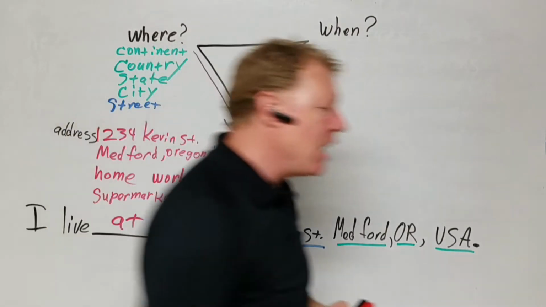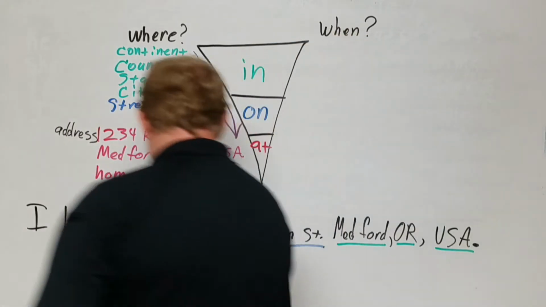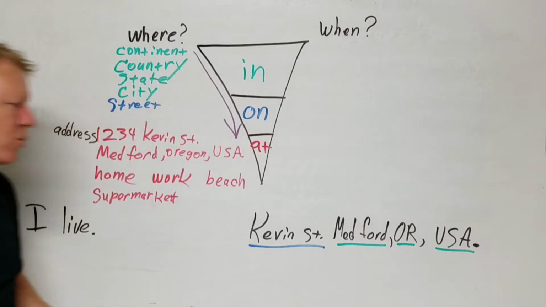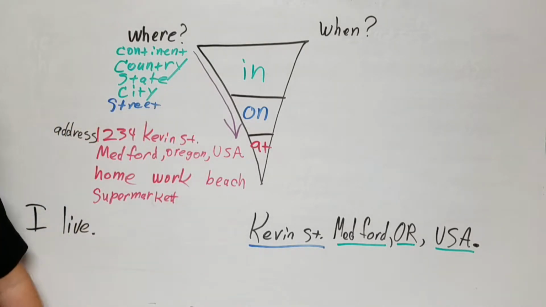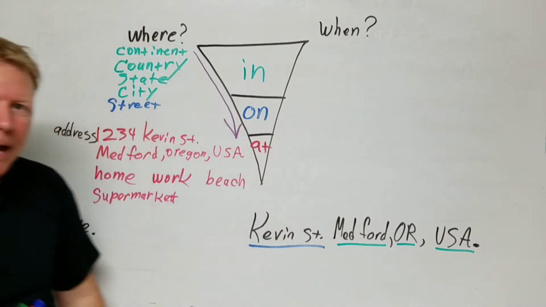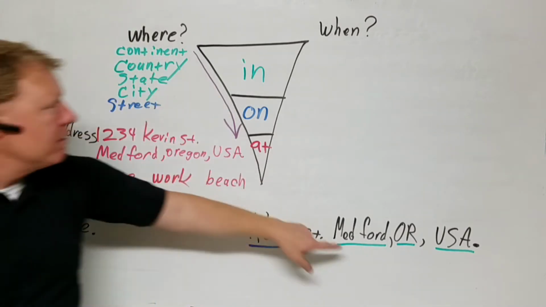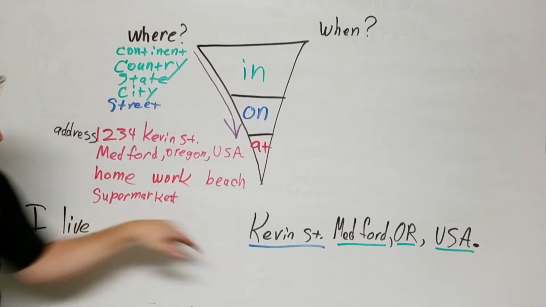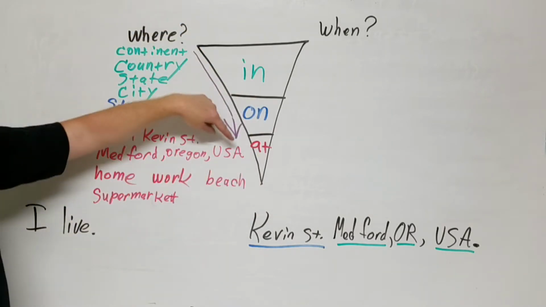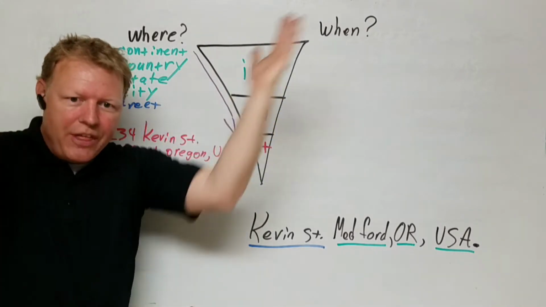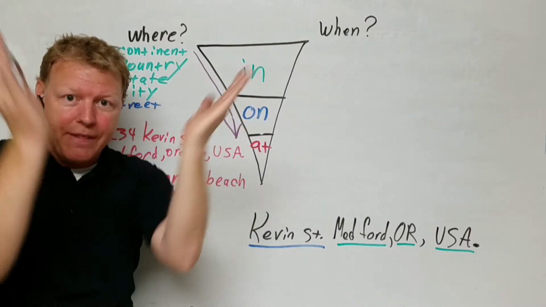But what if somebody asked, hey, where do you live? And I don't want to be that specific. I don't say I live at 1, 2, 3, 4 Kevin Street. I just say Kevin Street. I live Kevin Street, Medford, Oregon, USA. Well, I'm using in for sure, but I'm also using on. Okay, am I using anything specific? Nope. So on is the smallest one that I come to. I don't go any farther than that, just on.